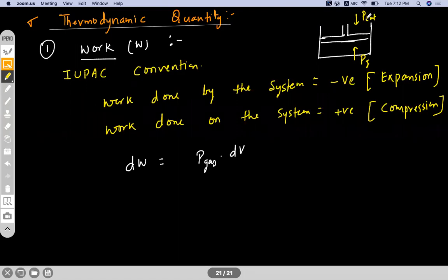P gas is positive. So P external is negative. Correct? What happens in physics, you take P external into dV always. In physics, the formula is dW is equal to P external into dV. Here we have P external. But in chemistry, we take the pressure because of the gas, because system is gas over here. So pressure of gas we are taking. So P gas into dV. So P gas is equal to negative of P external. That's why the work done expression we have here is minus P external into dV. Understood?